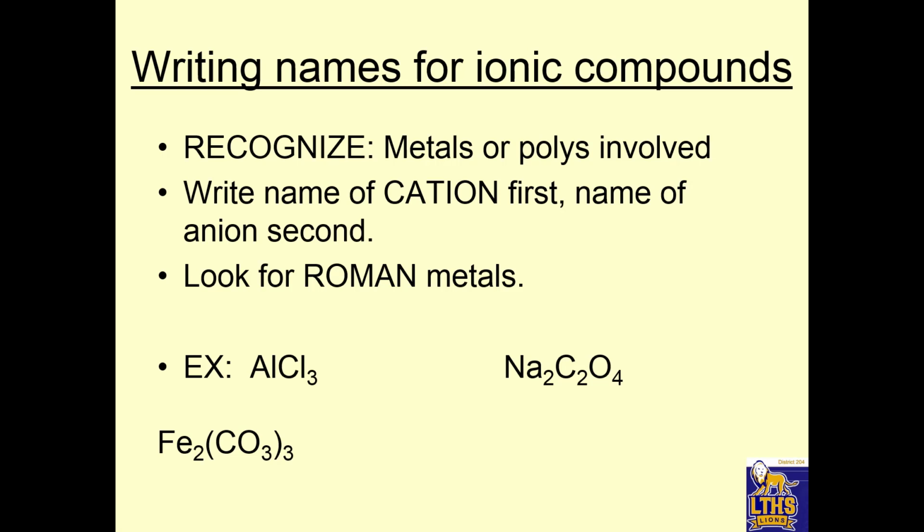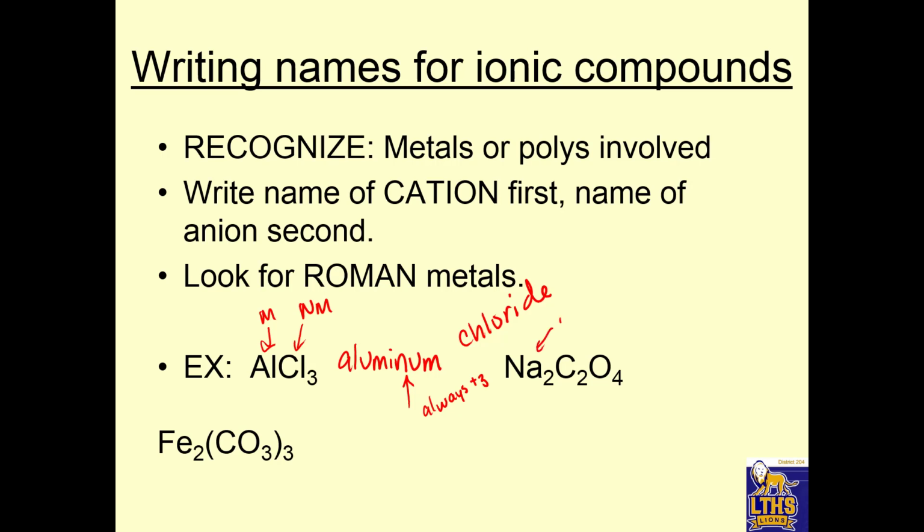Okay. Writing names. Again, recognize metals and polyatomic ions. Write the name of the cation first, name of the anion second. Now we look for Roman metals. We haven't done any with Roman metals, so we're going to do it now. Here's a metal. Here's a nonmetal. So I write the name of the metal, aluminum. And then I write the name of the nonmetal, chlor with IDE, chloride, because it's right from the periodic table. Okay, done, because aluminum is always +3, so I don't need anything else in the name.